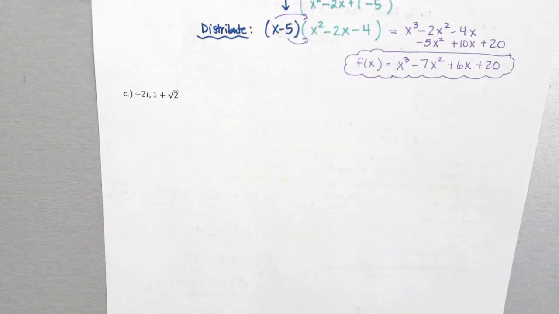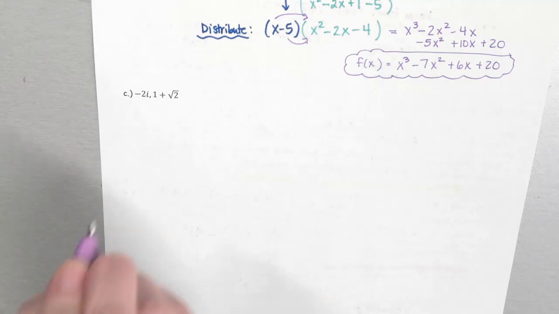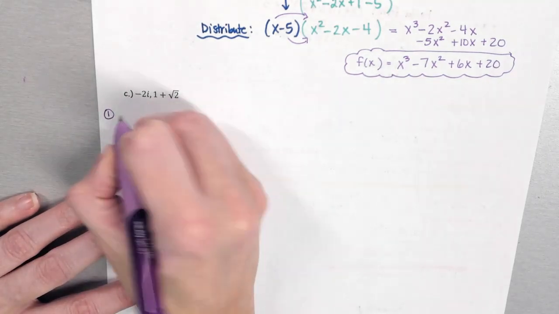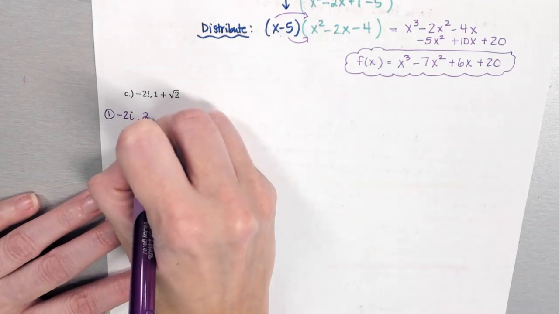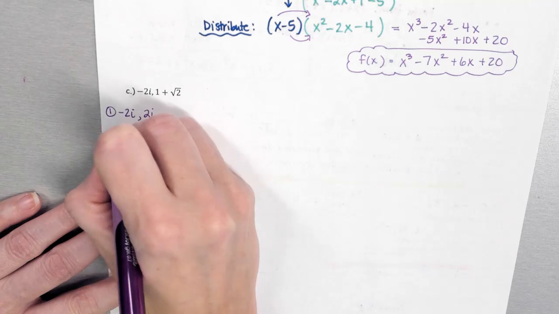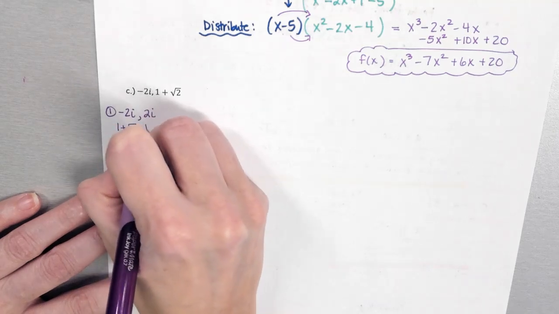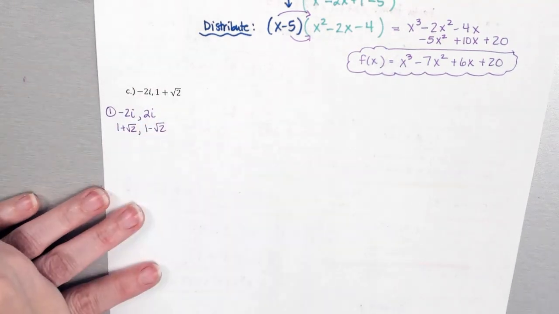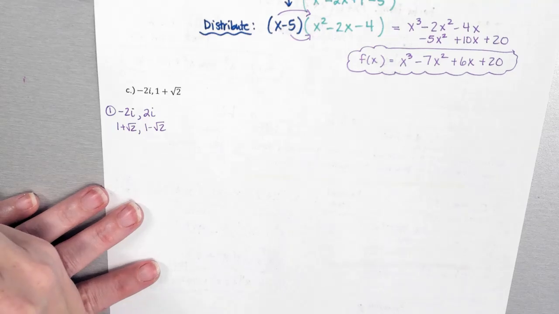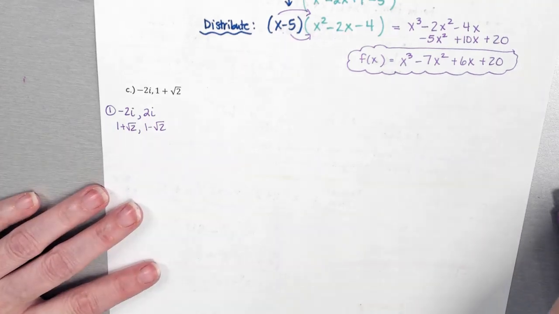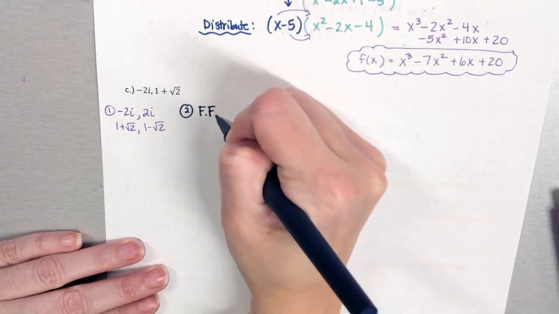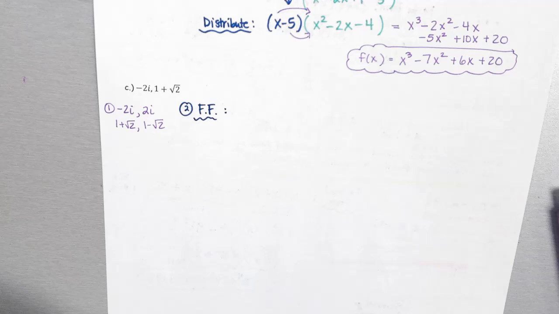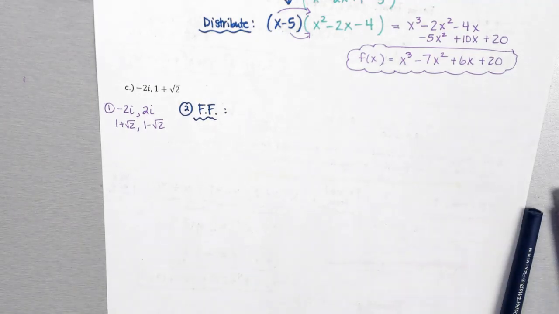Okay, so for C, we're going to start again by finding our zeros. So if you have negative 2i, does that have a partner? Yes. You have 1 plus root 2, 1 minus root 2 has got to be with it. Okay, so why don't you see if you can just set up the factored form, the first step, where you're putting in the parentheses there.